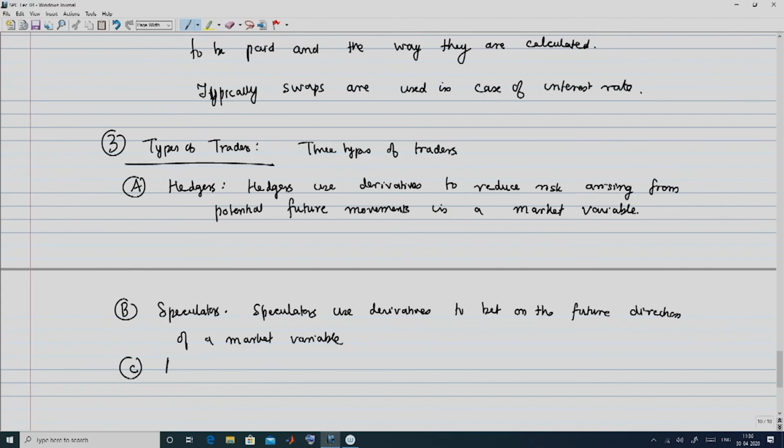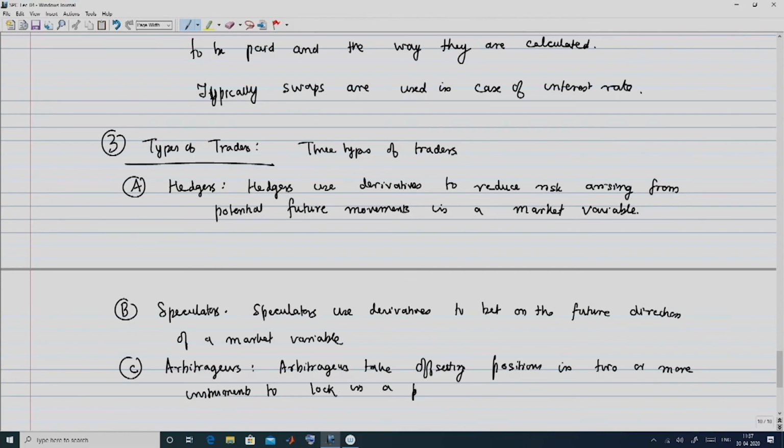And finally, we have something called arbitrageurs. So, arbitrageurs take offsetting positions in two or more instruments to lock in a profit. So, let me explain this in a little more detail.